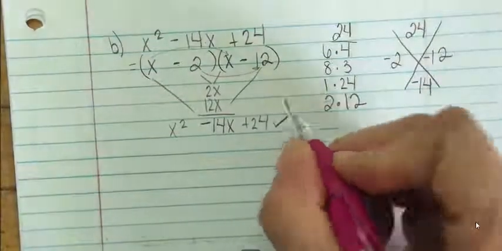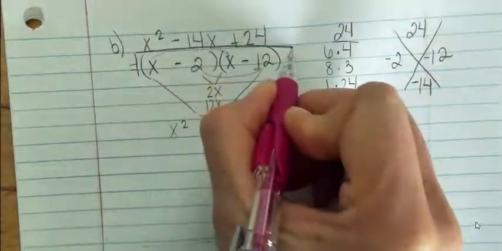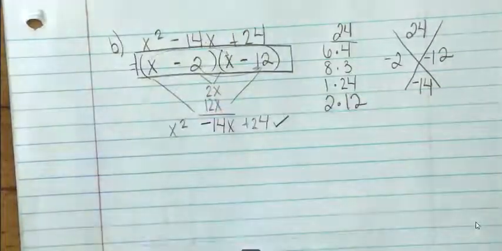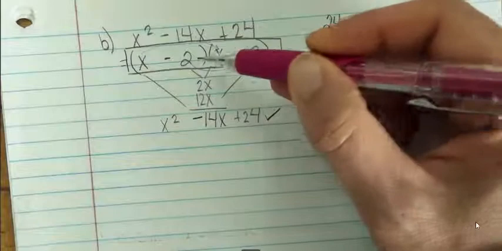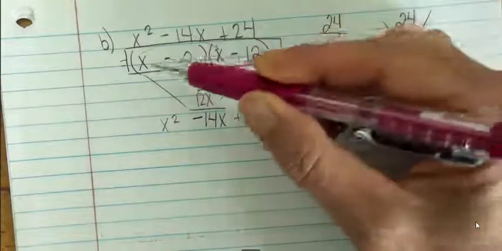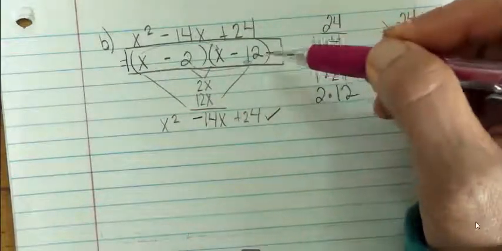Okay, so I checked it. This right here is actually my answer. That is the factored form of the trinomial, right? It's broken up into two things that I'm multiplying together. The x minus 2 is getting multiplied to the x minus 12.